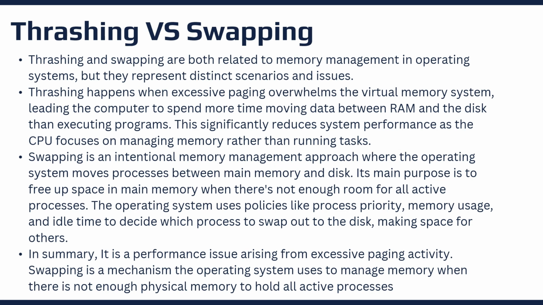In summary, thrashing is a performance issue arising from excessive paging activity. Swapping is a mechanism the operating system uses to manage memory when there is not enough physical memory to hold all active processes.